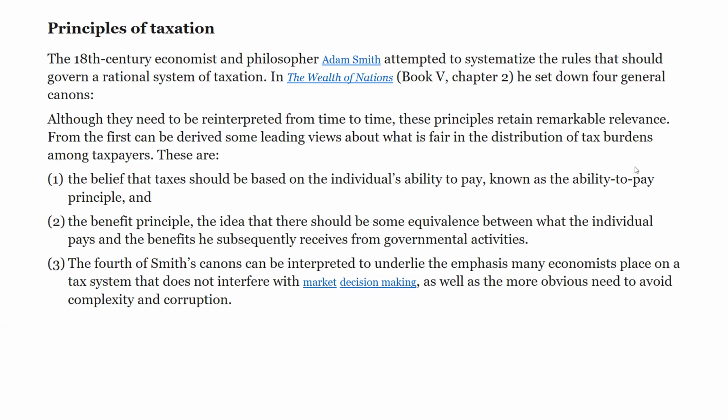So this is what the different system of taxation. That will be one country. They will follow a different system of taxation. But the ability to pay principle, whatever the tax structure you are following, irrespective of proportional, progressive or regressive, the ultimate goal has to be the ability to pay principle.